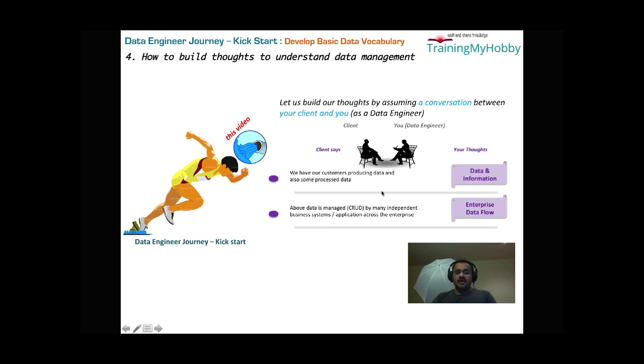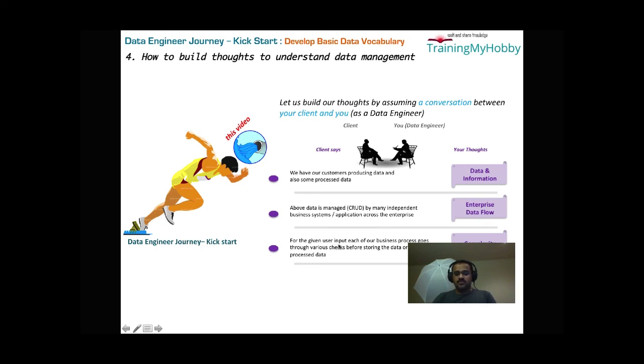Second, the data is managed, that means CRUD, by many independent business systems or applications across the enterprise. That means it's talking about enterprise data flow. The customers are accessing the data, and there are multiple business applications with dedicated databases, and there is a central storage, and then there is an archiving location, and there are business users who want to generate information like that. So that's why you should know about enterprise data flow.